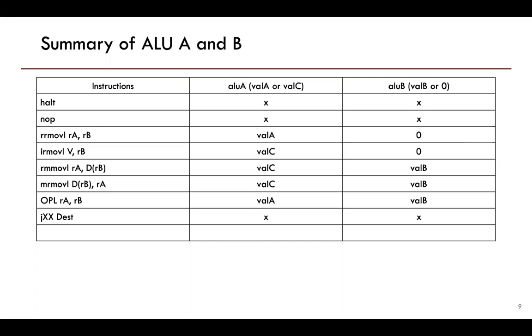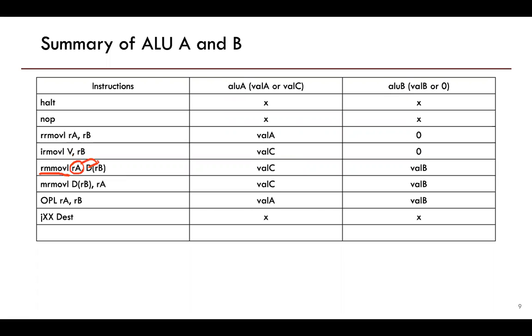Okay. Next, let's go a little faster. So for the IR move instruction, we move an immediate value to register RB. So we need to select val C for ALU A, and then we select 0 for ALU B, right? And then next, the RM move instruction. It actually moves data of RA to memory at the value of RB plus D.